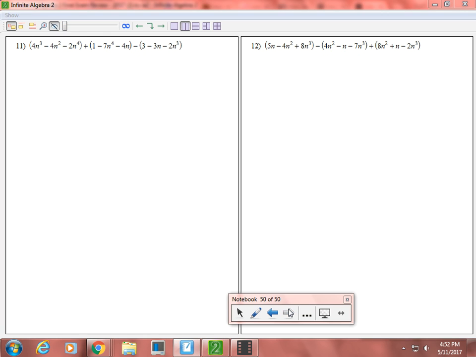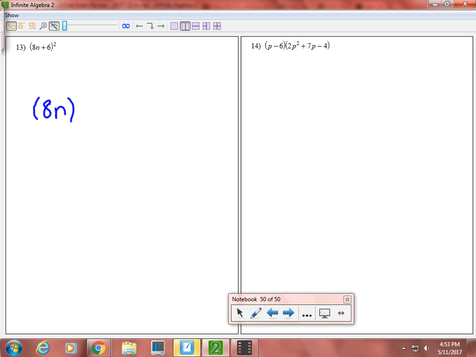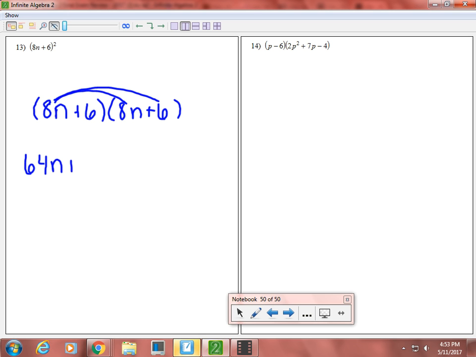Next, we're going to find the product for 13 and 14. All it means to be squared is that there's 2 of them. So this is 8n plus 6 and 8n plus 6. Remember to double distribute or FOIL, however you want to think about it. So that's going to give me 64n squared plus 48n. Then this one has to go to both. Another 48n plus 36. So these are my like terms that I'm going to put together.